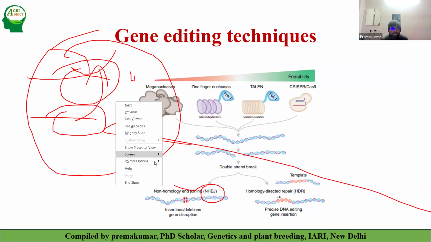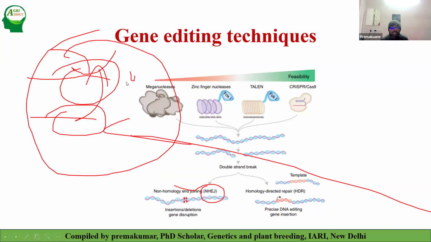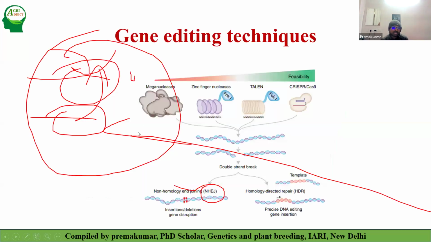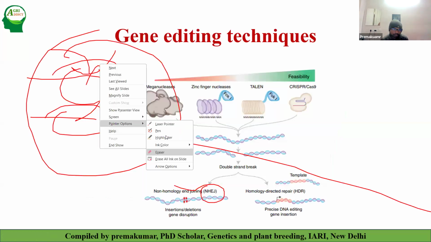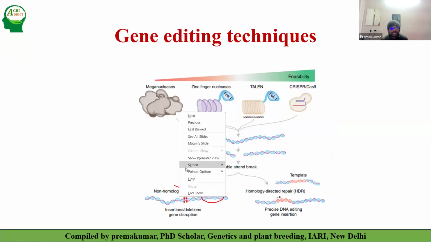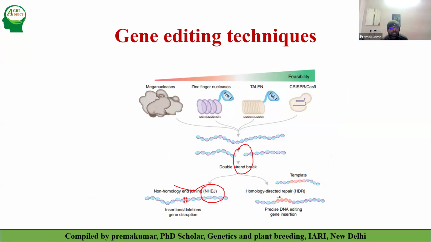Please read the DNA repair chapter. It's very important from an exam point of view, for those preparing for CSIR. Normally there will be repair mechanisms. When you introduce a double-strand break, there are majorly two types of repair mechanism: one is non-homologous end joining and the other is homology directed repair.